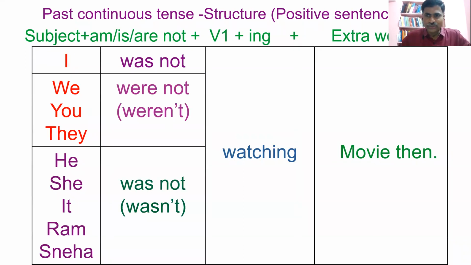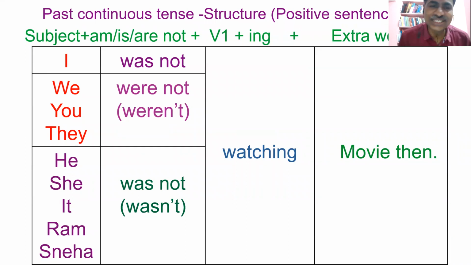I was not watching a movie then. We were not watching a movie then. They were not watching a movie then. She wasn't watching a movie then. Ram wasn't watching a movie then. I wasn't studying engineering. I wasn't playing cricket. She wasn't reading a book. She wasn't playing in the park.